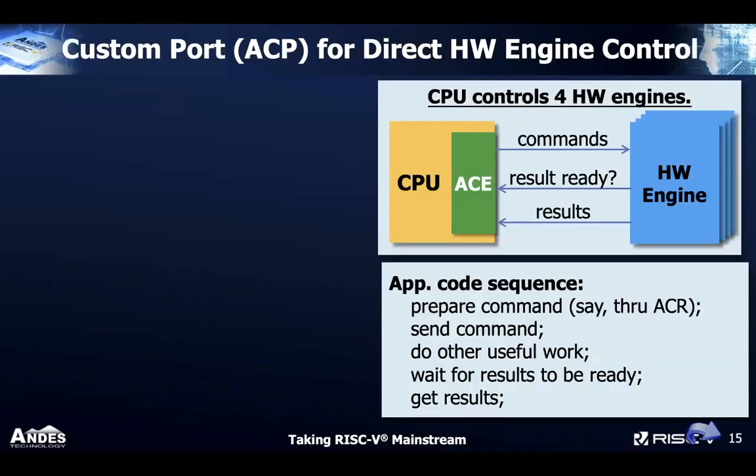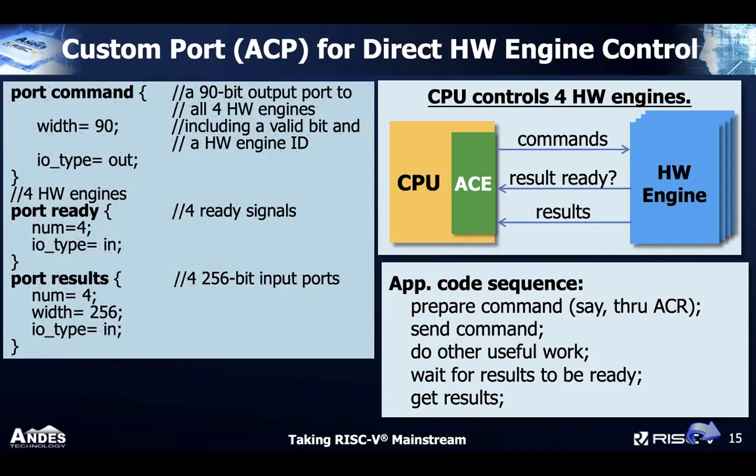Here's an example of using a custom port to control external hardware engines. Basically, ACE or ACP has three major functions. We can prepare and send a command. The CPU can do something else while the hardware engine is crunching away. And then when it's ready, we can go get the results. To declare and define these, you create a port command to create the port, 90 bits wide, IO type data out, to send the control command to the hardware engine.